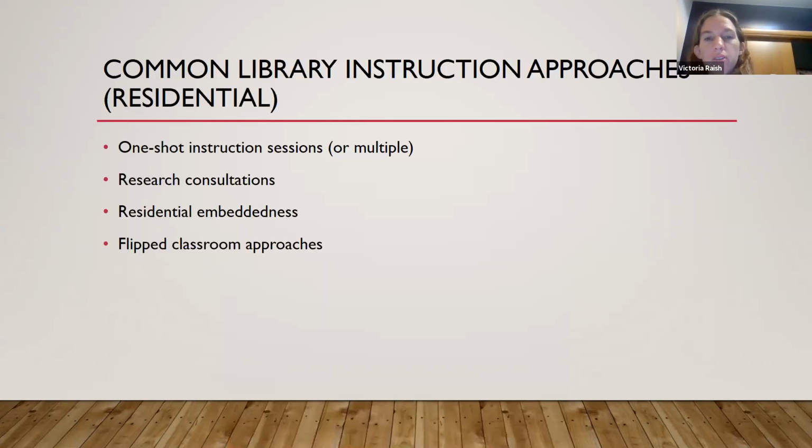So residentially, we have some common library instruction approaches that many of you might be familiar with. The most common way that we teach classes is through this one-shot model, or potentially we go into the class more than once, where we go and deliver some sort of lesson plan, learning objectives related to what the students are working on at that point in time. Sometimes we'll go in more than once and build on what we've done the first time. Occasionally, we'll have a flipped classroom approach where we're able to do some sort of digital learning object and then teach in the classroom as well.